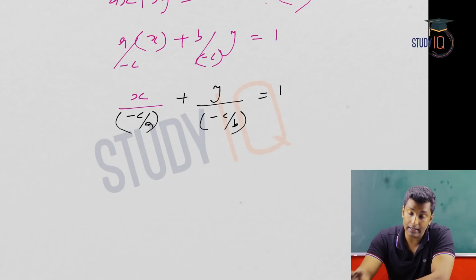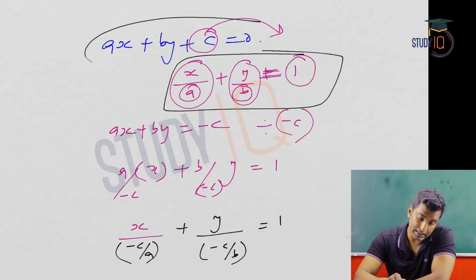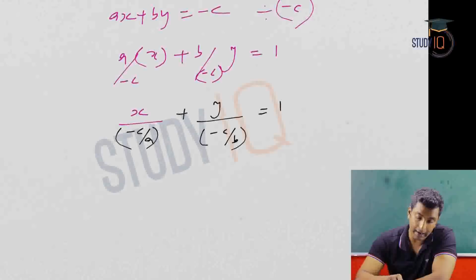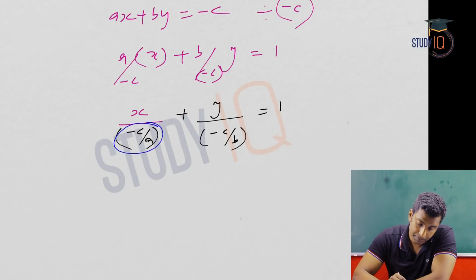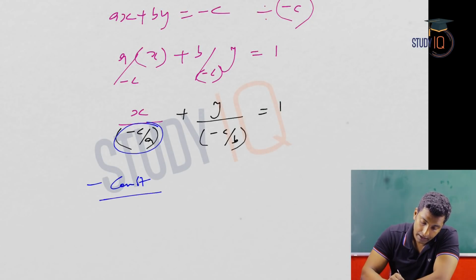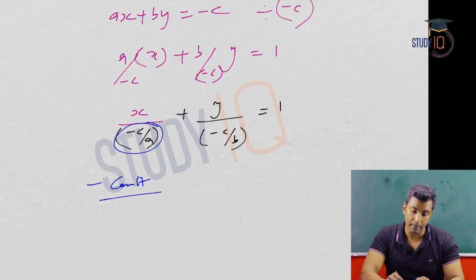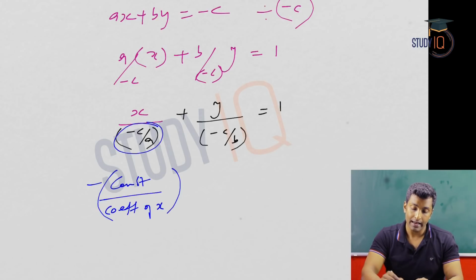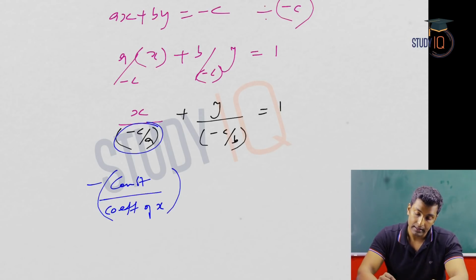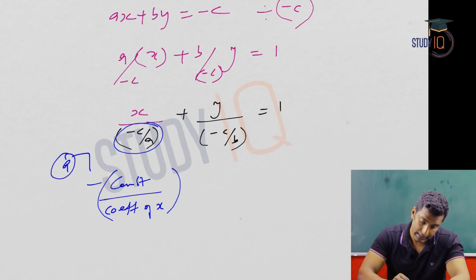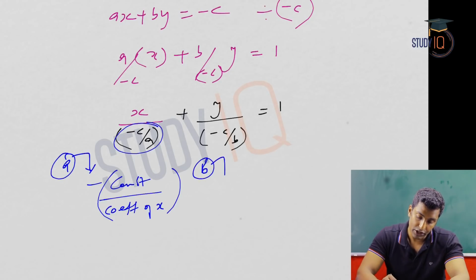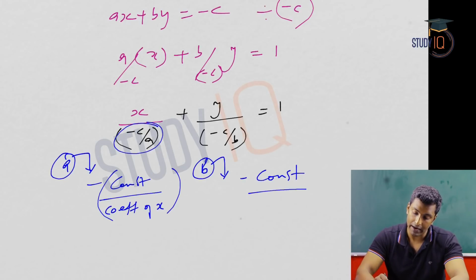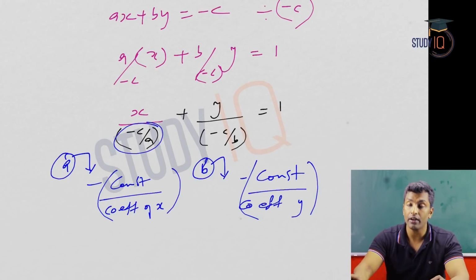So from this what you can understand, if the general equation is given and you need to find the x-intercept, just take minus of constant divided by coefficient of x. That is your x-intercept, that is your a. Similarly, b, that is your y-intercept, will be minus of constant divided by coefficient of y.